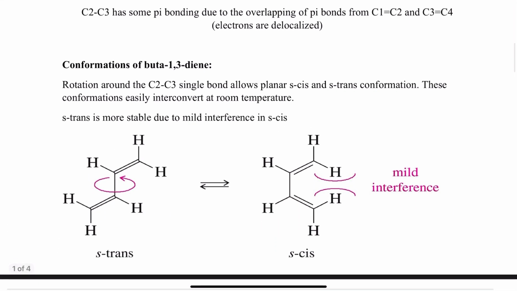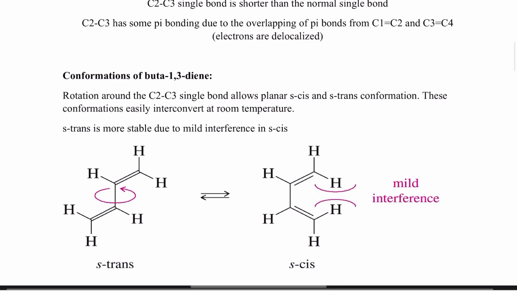Looking at the conformations of butyl-1,3-diene. Because we have a single bond between carbon 2 and carbon 3, we can rotate around this bond. These two conformations, we call them S-trans and S-cis, and they can easily interconvert at room temperature. The reason why we say S-trans is because it looks like the actual S in the alphabet a little bit. If we compare S-trans and S-cis, we have some mild interference between our two hydrogens on our S-cis conformation. And because of that, our S-trans is going to be much more stable.